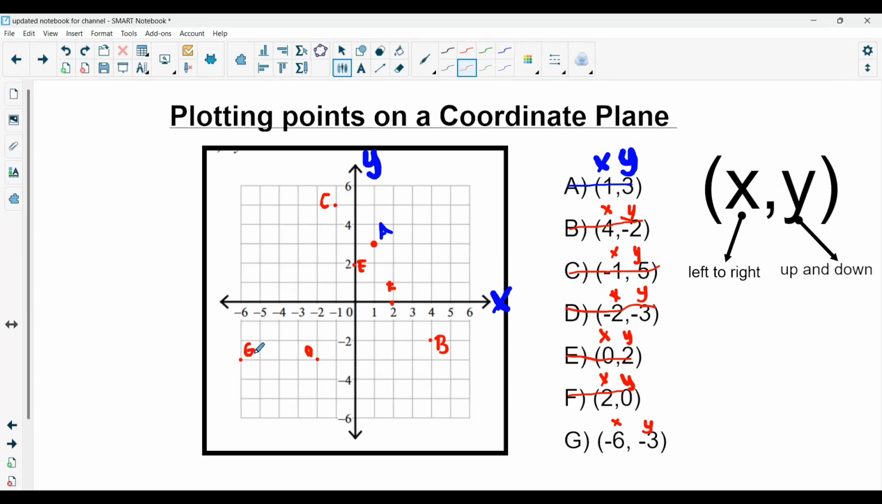Okay. Hopefully this video helped you better understand ordered pairs and how to plot them on a coordinate plane.